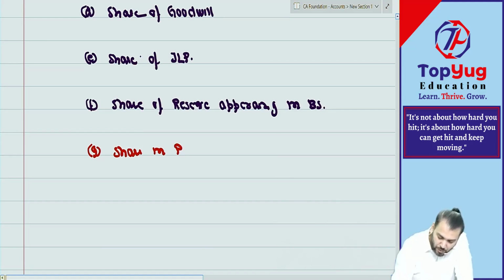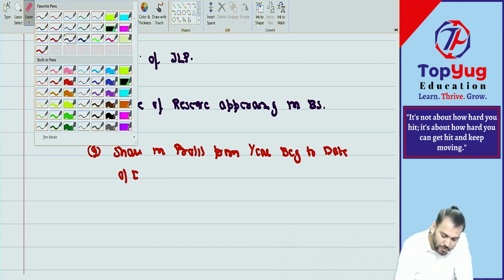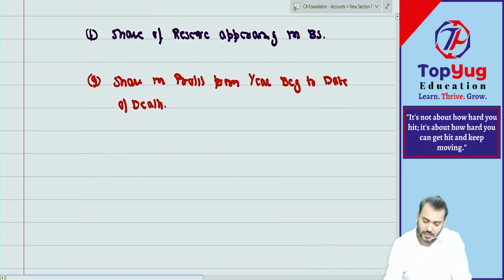Then share in profit from year beginning to date of death. I hope you have understood this point. No explanation required. Already we have done one question last class. Correct? Understood? Next point. What is the point number?